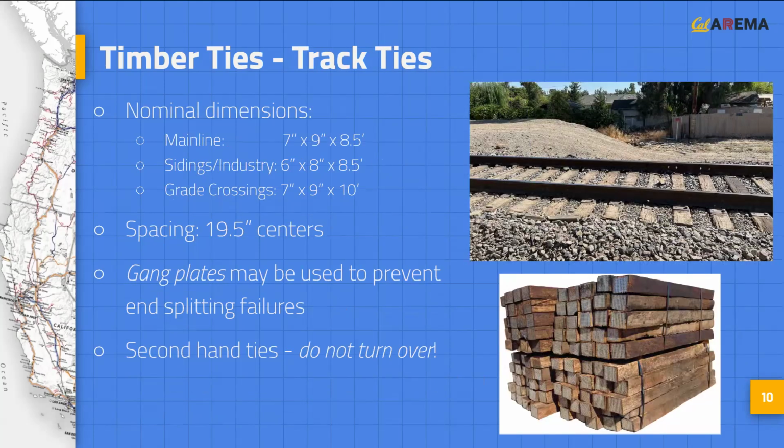Timber track ties, also known as cross ties, are graded with nominal dimensions of 7 inches by 9 inches by 8.5 feet for mainline use, with siding and industry tracks typically receiving lighter 6-inch by 8-inch ties and grade crossings receiving longer 10-foot ties. Mainline timber track ties are usually spaced with 19.5 inches between tie centers. Gang plates may be used to extend the tie service life by preventing end splitting failures.